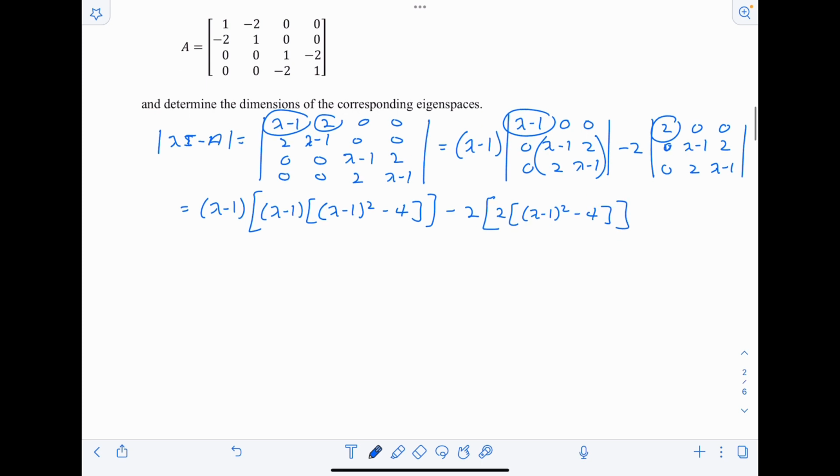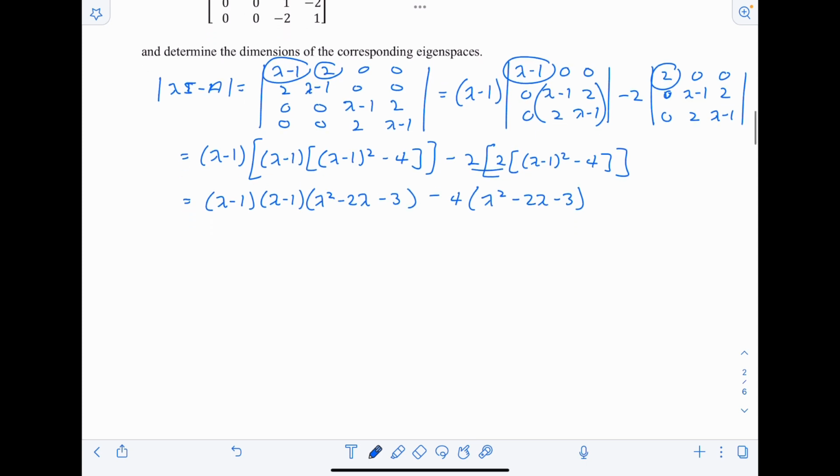All right, so doing a little bit of simplifying here, we've got lambda minus 1 and then times lambda minus 1. And then this whole thing in brackets simplifies out to lambda squared minus 2 lambda plus 1 minus 4, which is minus 3. And then minus, we can multiply the 2's together, so 4. And then again, let's simplify that inside. It's actually the same one as before. Lambda squared minus 2 lambda minus 3.